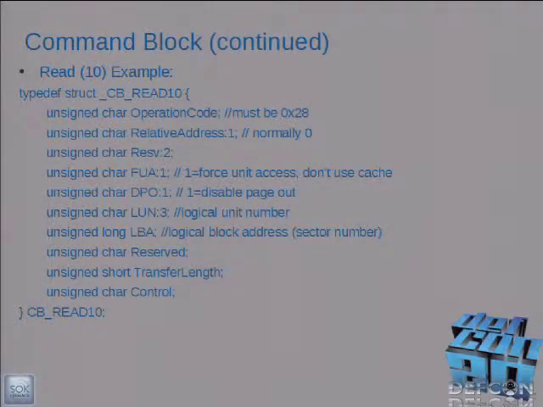Another example, if I want to do a read, there are different formats for read and write. This one's called read 10, and it's based on how long the command block is.